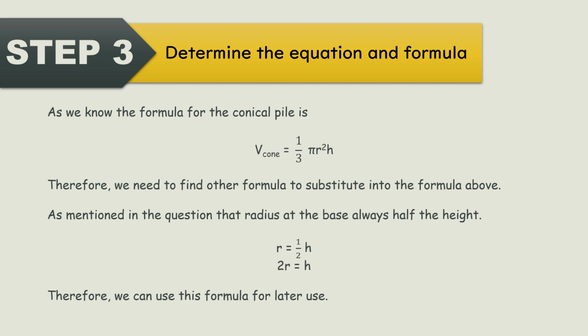Step 3. Determine the equation and formula. As we know, the formula for the conical pie is V cone equal to 1/3 pi r² h. Therefore, we need to find other formula to substitute into the formula above. As mentioned in the question, the radius at the base is always half the height. r equal to 1/2 h, 2r equal to h. Therefore, we can use the formula for later use.